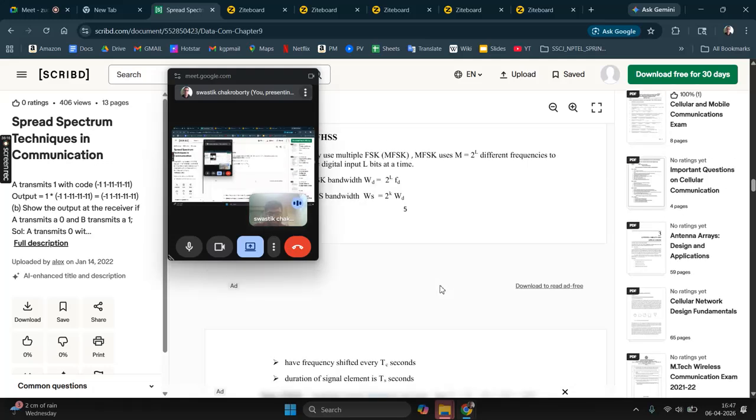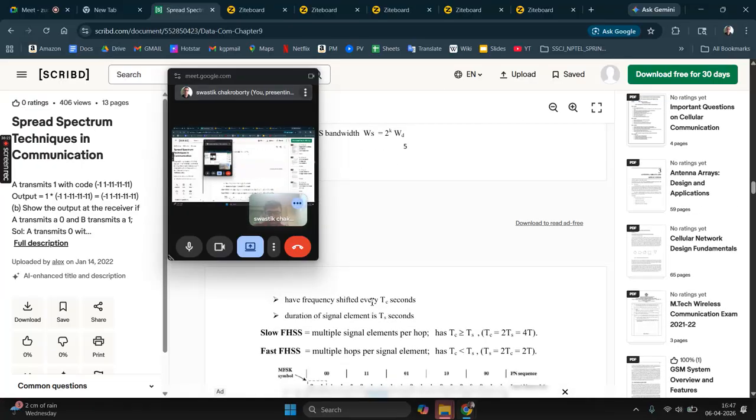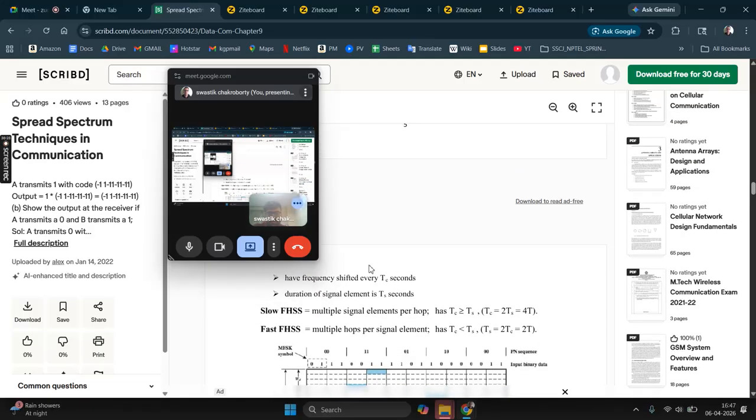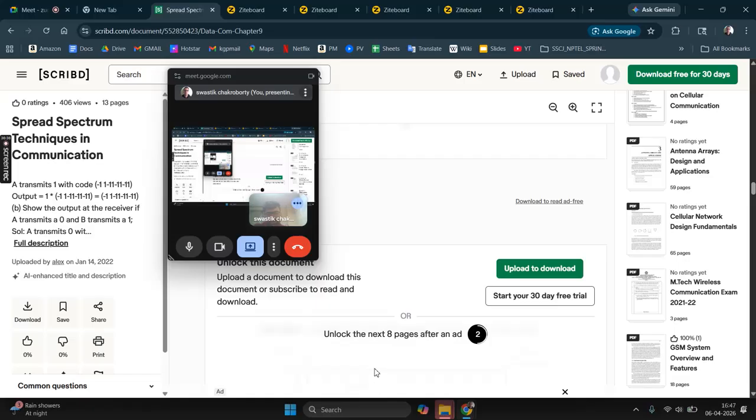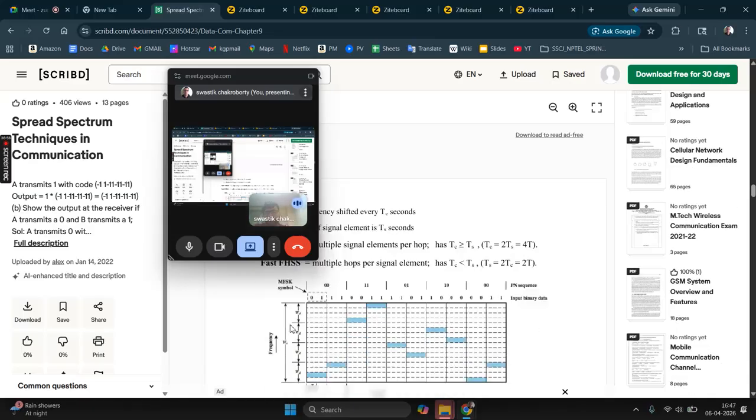So the frequency is shifted every TC seconds, where TC is the hop time, and TS seconds is the duration for which the symbol lasts. So a fast FHSS is when TS is greater than TC. If TS is greater than TC, then within one symbol duration you have multiple frequency shifts. That is a fast FHSS. Whereas in a slow FHSS, the signal elements change within one hop. So you will have multiple adjacent signals which are sharing the same frequency. So that is a slow FHSS.